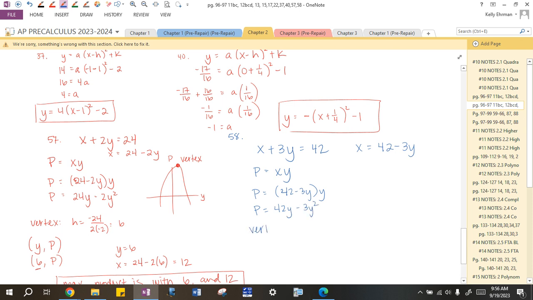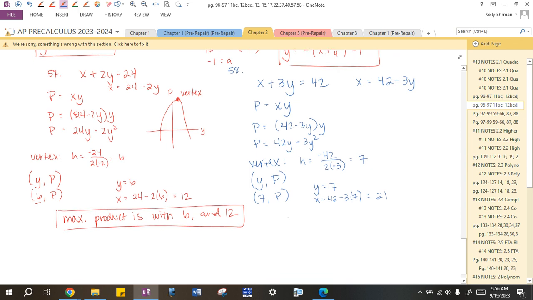I want the vertex. I at least want the input of the vertex. Negative 42 over 2 times negative 3. Negative 42 divided by negative 6 is 7. So the vertex, again, represents a y and a product. So we just figured out the vertex is at 7. So y equals 7. x equals 42 minus 3 times 7. 42 minus 21 is 21. So max product when the numbers are 7 and 21.